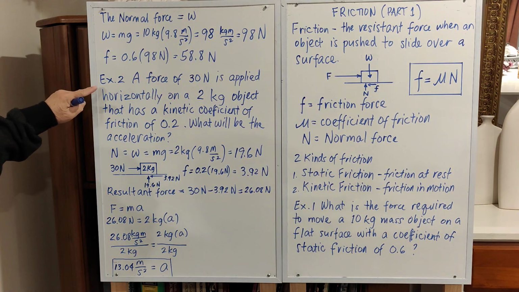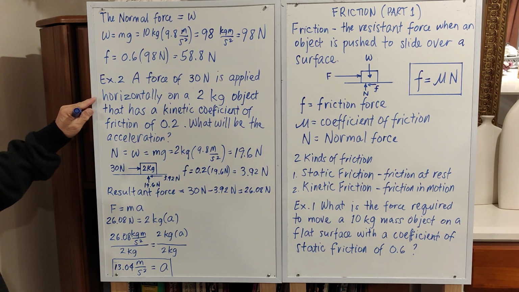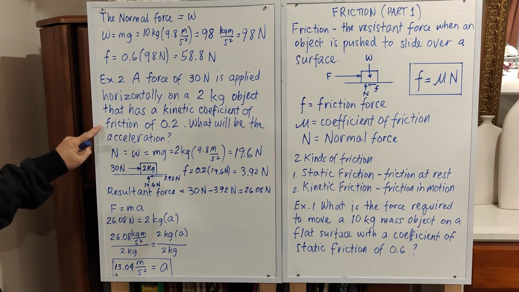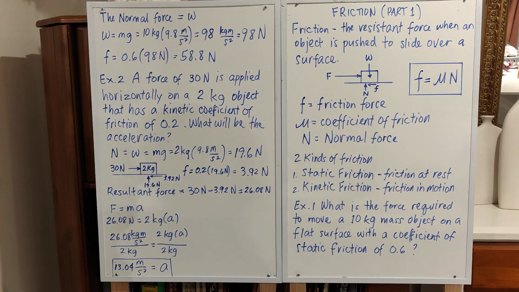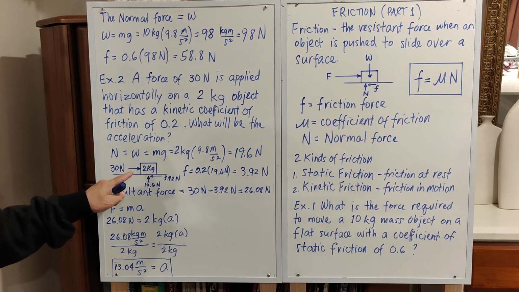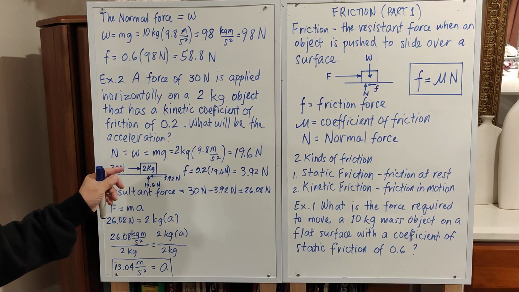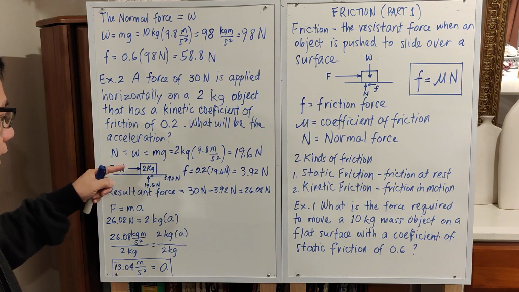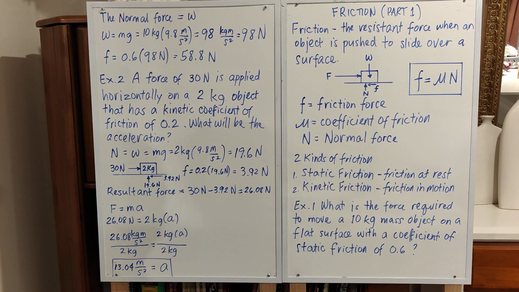Example 2. A force of 30 newtons is applied horizontally on a 2 kg object that has a kinetic coefficient of friction of 0.2. What will be the acceleration? So let us assume that the object has started to move and 30 newtons of force is acted on it.